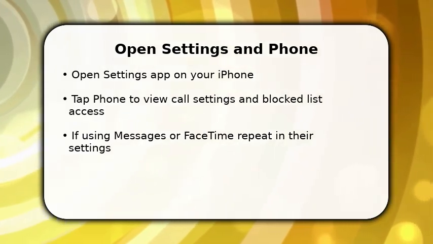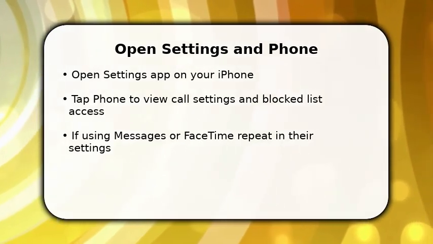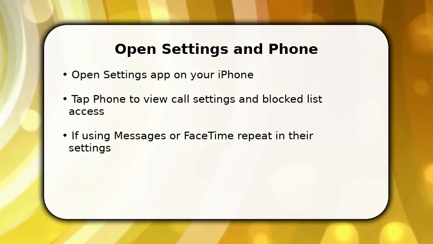You start in Settings because that centralizes all block controls. Open Settings, then tap Phone to begin. This is faster than searching each app. Once done, scroll to Blocked Contacts and tap it.